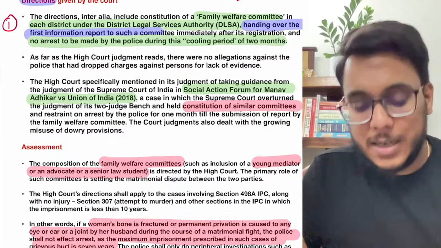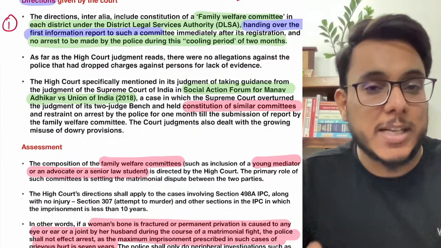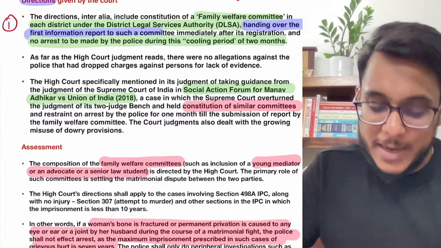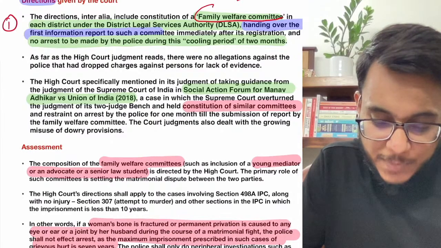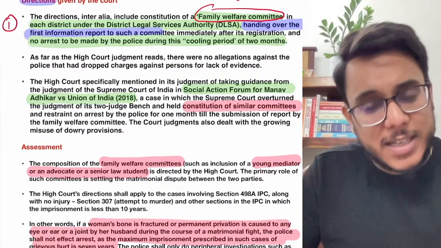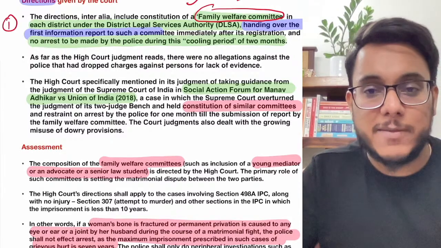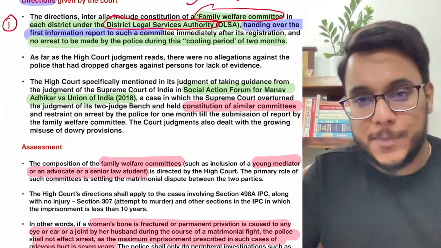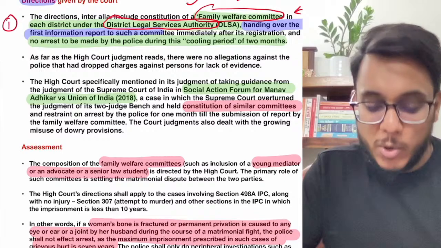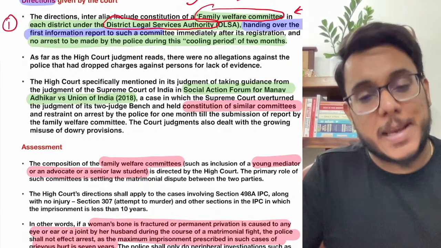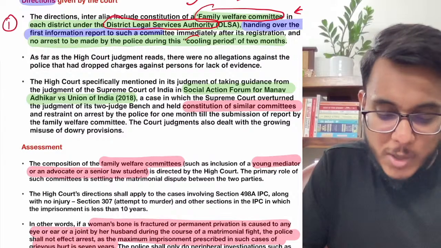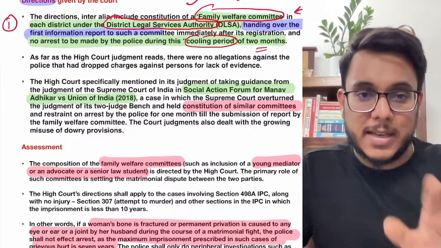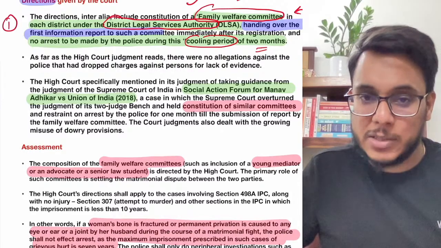The Allahabad High Court said that, number one, if there is any dowry dispute or any complaint for dowry being filed, then that complaint should go to the Family Welfare Committee. The High Court provided that every district needs to form a Family Welfare Committee under the District Legal Service Authority, DLSA. They will handle the dowry cases. It has been said that no immediate arrest will be made by the police. There will be a cooling period of 2 months. Only after 2 months from the filing of the complaint can the arrest be made. This is what has been provided.